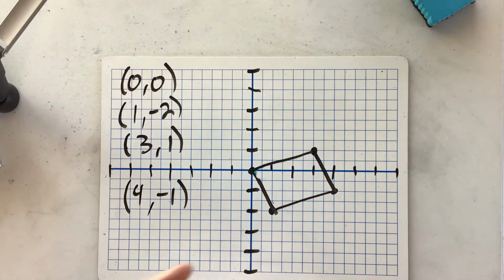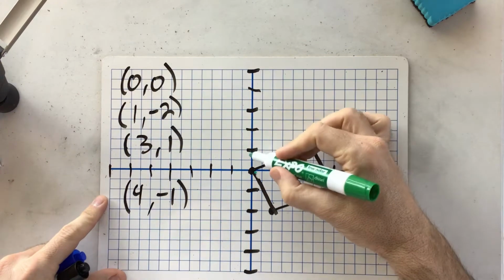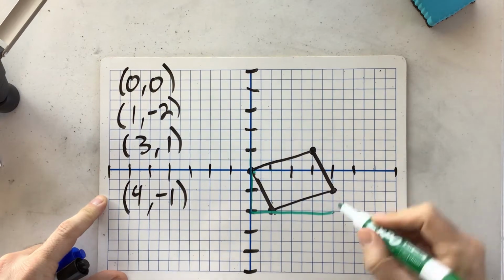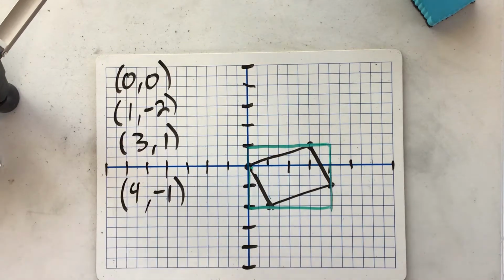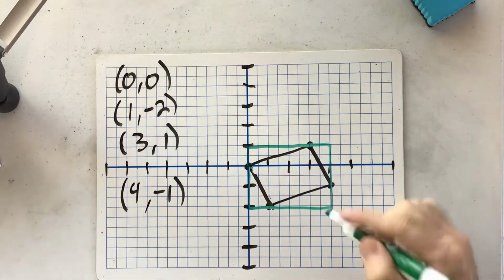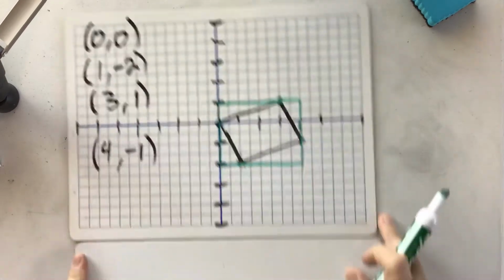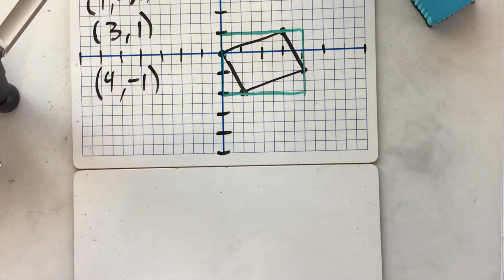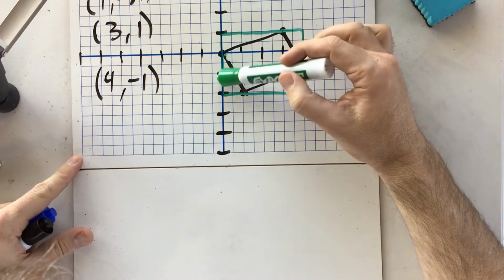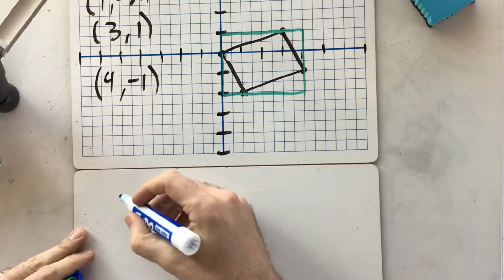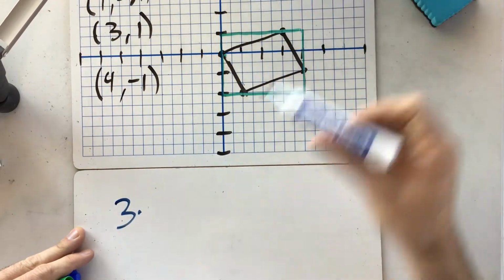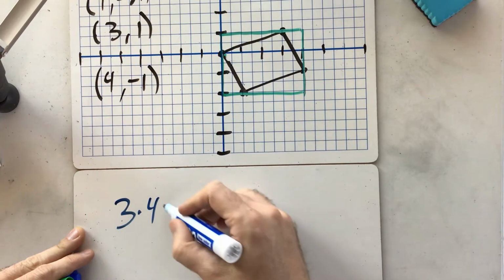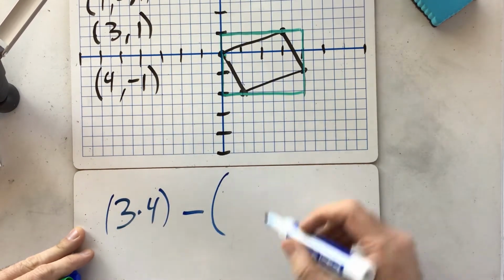There are lots of ways you could do this in geometry class. One way that I like is you draw a big square around it, and then we notice we could take the area of the big square and then subtract off the areas of all these triangles. And so you'll notice our big square looks like 3 times 4. So it has an area of 12.